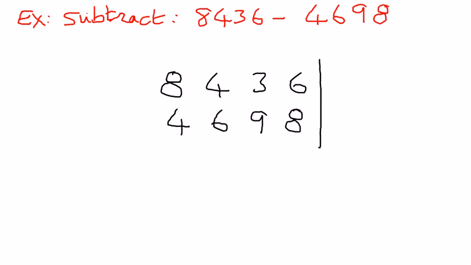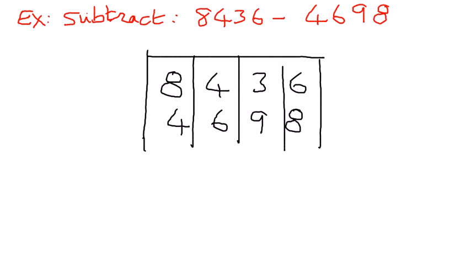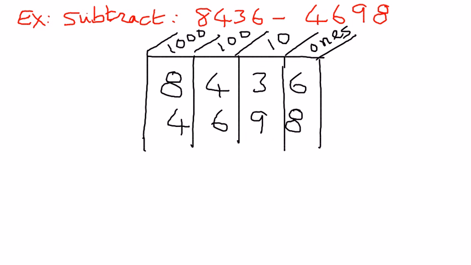Let us again draw these lines so that we can identify the place values where these numbers are located. The first column is the ones place, the second column is the tens place, the third column is the hundreds place, and the fourth column is the thousands place. We are ready to subtract.